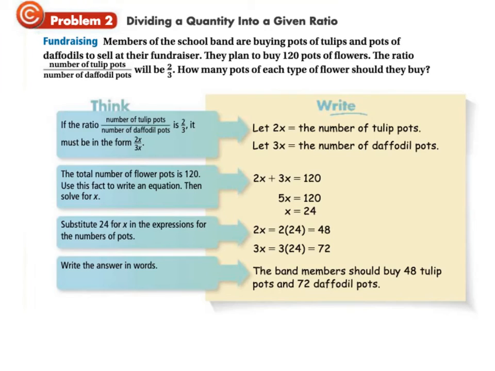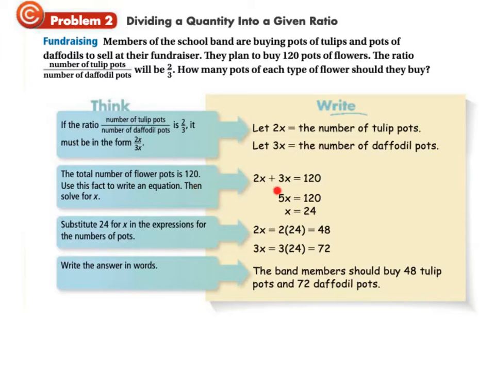So let's think about this, okay? If the ratio is 2 to 3, then it must have been written in the form of 2x over 3x. That means 2x is the number of tulip pots and 3x is the number of daffodil pots. And since those amount of pots have to add together to be 120, we say that 2x plus 3x is 120, okay?